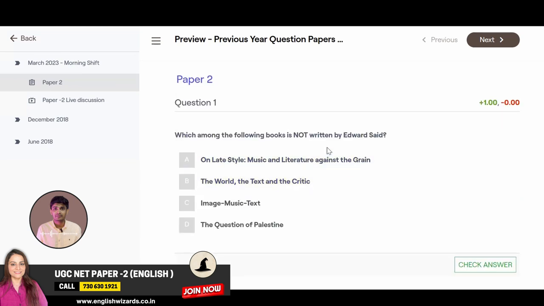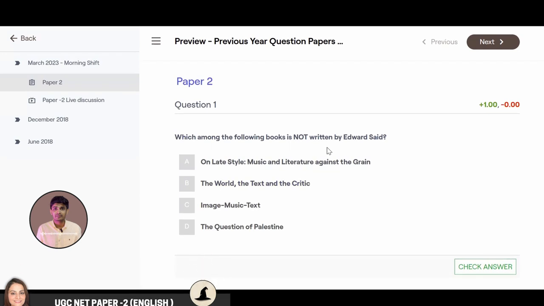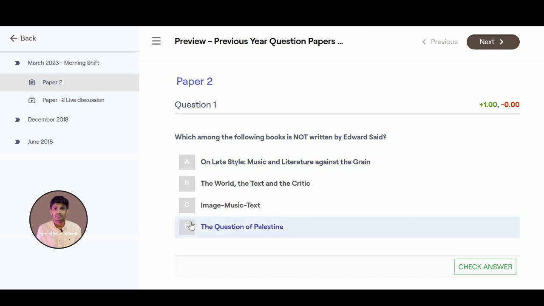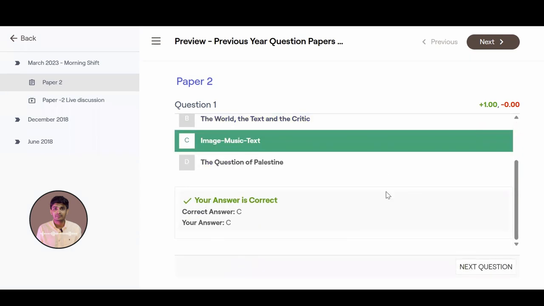Which among the following books is not written by Edward Said? Edward Said, as you know, is a post-colonial thinker or a critic or a scholar. So which among the following is not written by Edward Said is the question. We have the options: On Late Style, Music and Literature Against the Grain, The World, the Text and the Critic, Image, Music, Text, The Question of Palestine. You've given C as the answer. So let's try with C. C is the right answer.